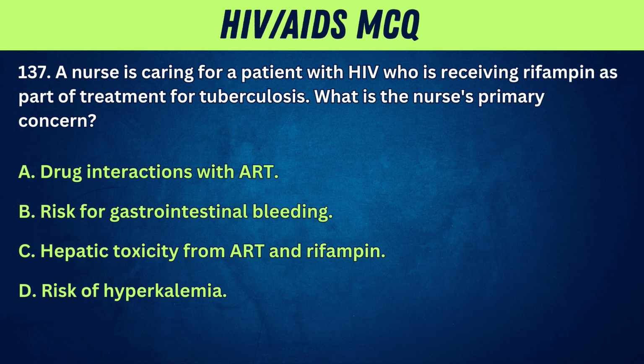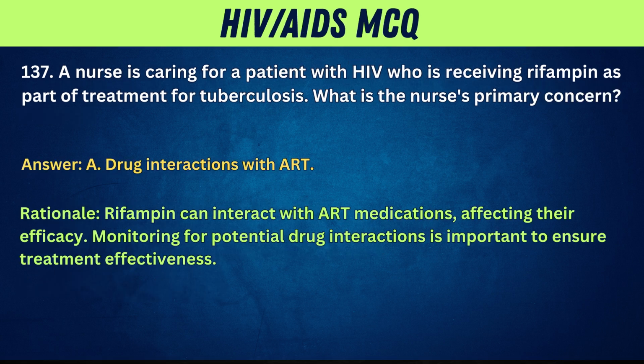A. Drug interactions with ART. B. Risk for gastrointestinal bleeding. C. Hepatic toxicity from ART and rifampin. D. Risk of hyperkalemia. Answer: A. Drug interactions with ART. Rationale: Rifampin can interact with ART medications, affecting their efficacy. Monitoring for potential drug interactions is important to ensure treatment effectiveness.